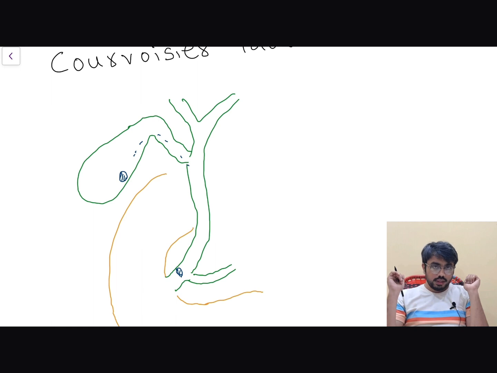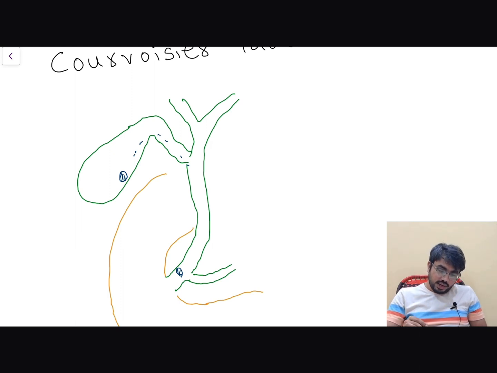Now what is going to happen? Due to chronic cholecystitis, what happens to the gallbladder? The gallbladder is already going to be shriveled. It is going to be shrunken. It is not going to be distended. Whenever you look into a case of chronic cholecystitis, it should always be a shriveled gallbladder. Means the size of the gallbladder is always shrunken. It cannot be a distended one.